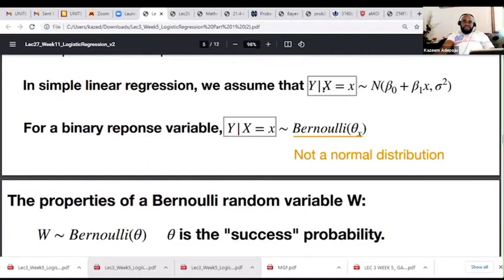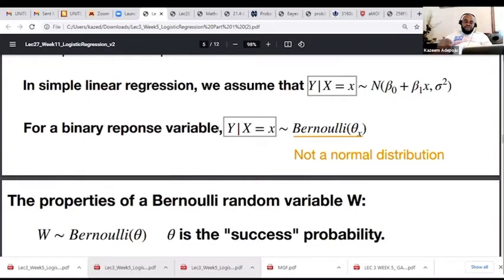I'm going to say that again. A normal distribution is a probability distribution of a continuous random variable. We made that assumption in the simple linear regression because we realized that the nature of the response variable was continuous, and that was why we imposed normality. But in a situation where we have a binary response variable, we don't expect the distribution of the response variable to be normal anymore.